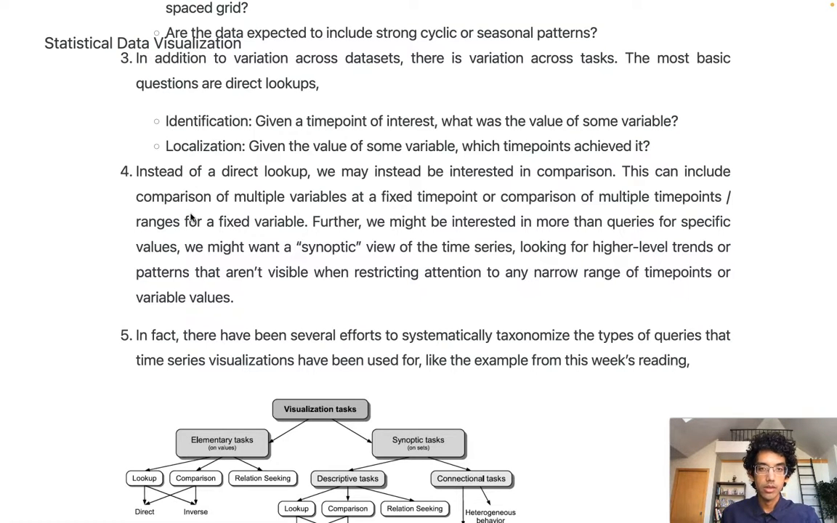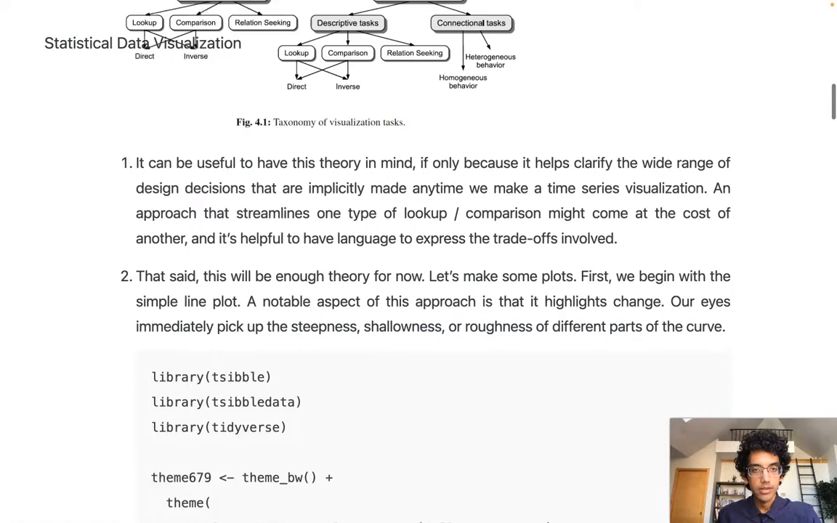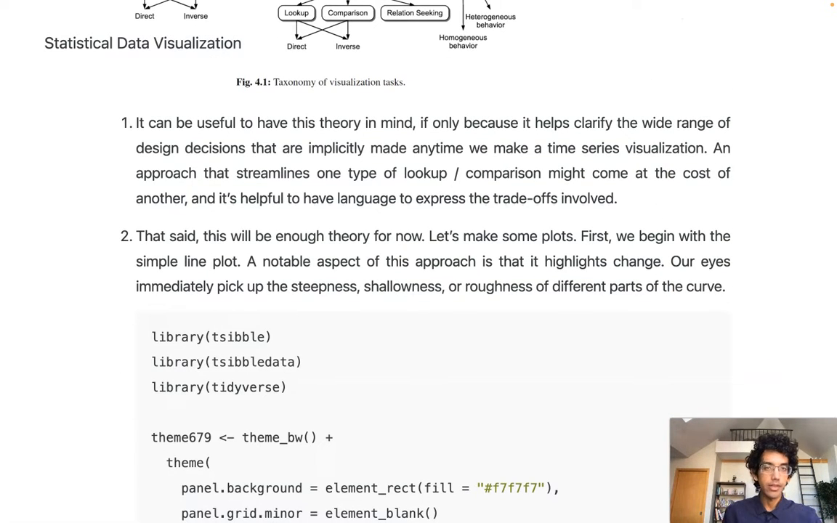So if you went through the reading, you would have seen this diagram. This is an example of trying to decompose all the different kinds of visualization problems that you might encounter whenever working with time series. It's not just look up x, look up y. There's a lot more subtlety. Okay, so that's some of the background theory.